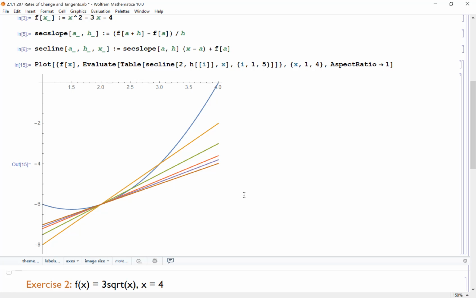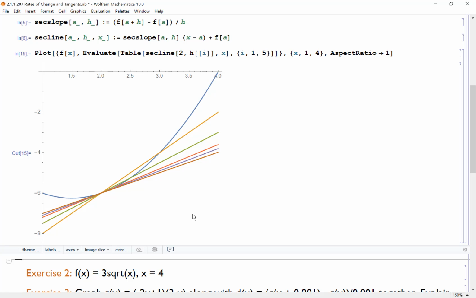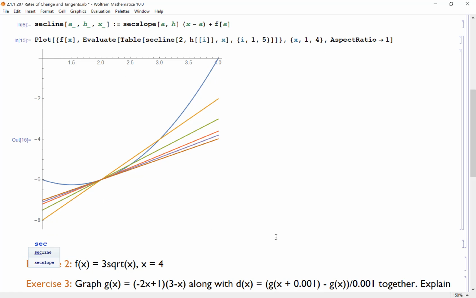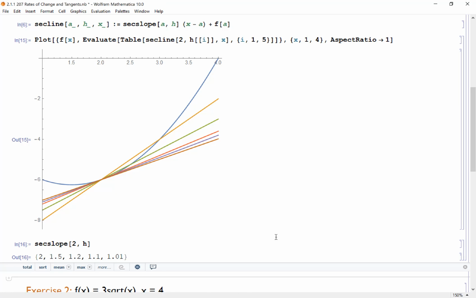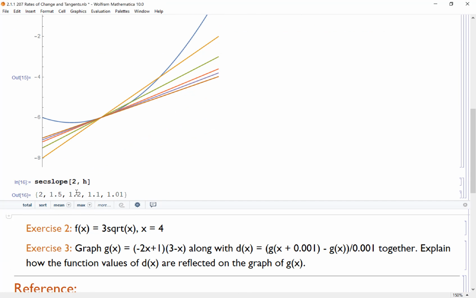Does that make sense? Okay, now, does that really help me get an idea of what the tangent line's doing? Maybe not. It's kind of a little bit of a mess, but what I can do is say, let's take it secant slope. We have a value of 2. We're going to go through our entire list of h. So all I have to do is type in h here. I don't have to do a table or anything. And there, these are the secant slopes.